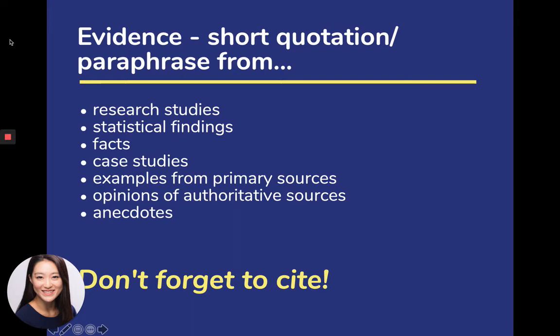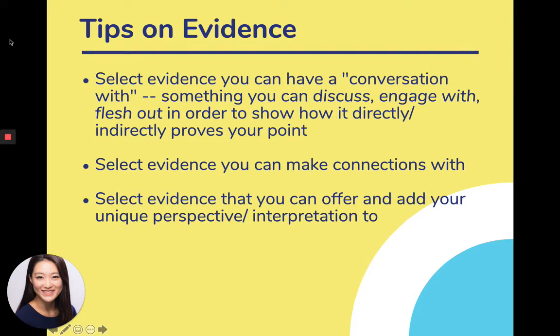By incorporating such credible sources, you not only demonstrate your expertise as a researcher, you've clearly done your homework by looking at in-depth sources, but your sources are also other experts, and so the reader is more likely to trust you. Now, a lot of students ask me, how do I select evidence? So I gathered some tips here.